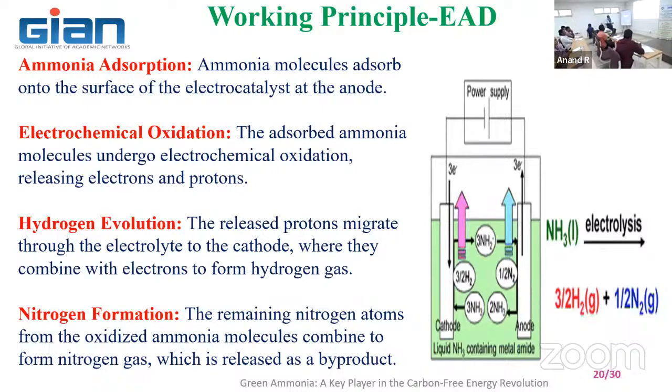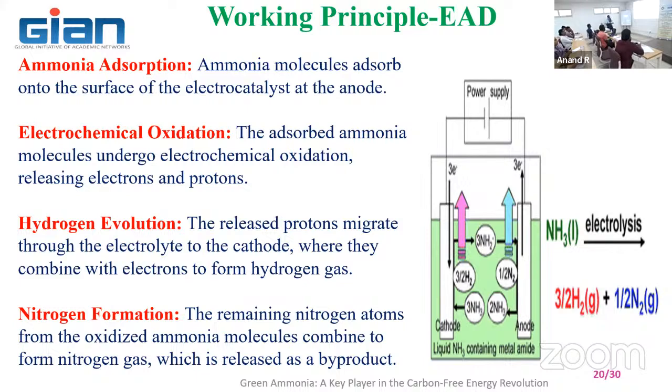So we have the electrolyte. You have the cathode, which is the negative terminal, and this is the positive terminal. Ammonia is entered into the anode side, where it breaks down into electron, hydrogen and nitrogen. The electron will not pass through the electrolyte, only the protons, so only hydrogen ions will move towards the cathode side. Then the electron comes and combines with the hydrogen proton to form hydrogen.